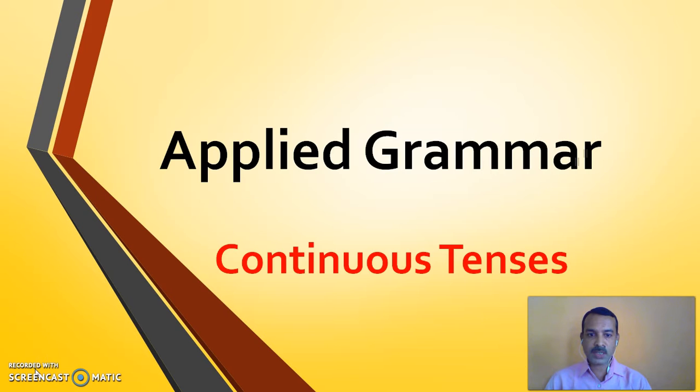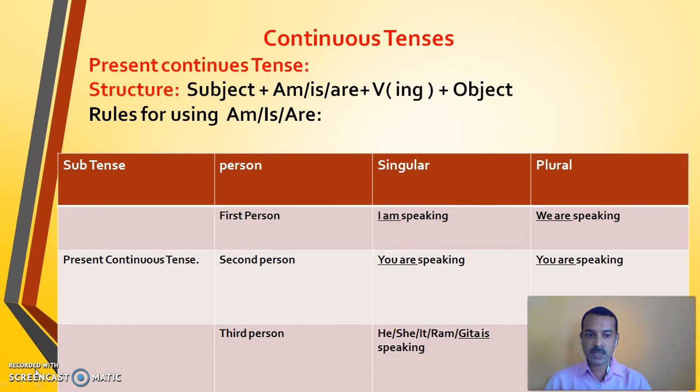As we know, continuous tenses are commonly used in our day-to-day communication to tell what is going on in the present situation. In continuous tenses, the formula is very important. The formula is: subject plus am/is/are plus V-ing plus object, and the rules of using am, is, are are as follows.